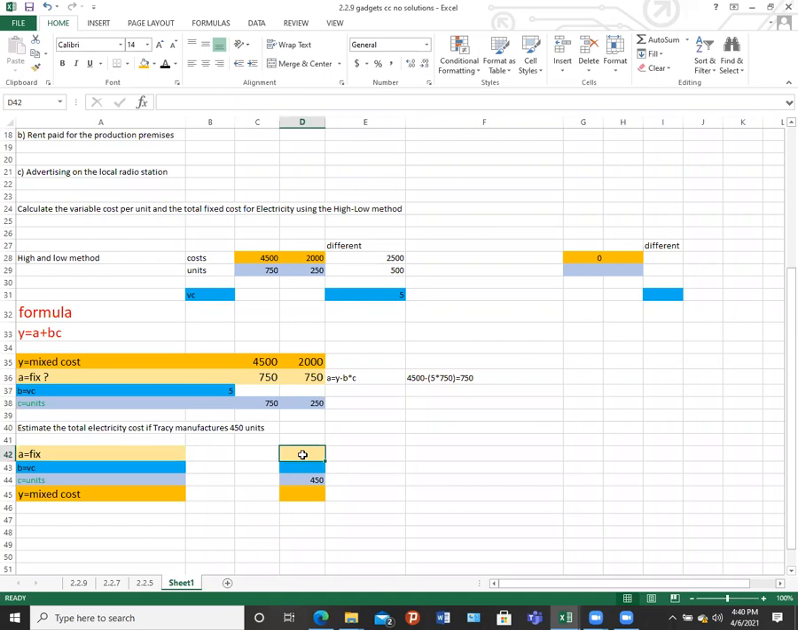What are we going to do? Previously, we have calculated our fixed cost. Copy and paste, it is this one. Variable cost per unit is still the same, this one. Copy and paste. Apply your formula, guys. Y is equal to 750 plus, in brackets, your B and C, 5 times 450. How much do you get? 3,000. Oh, correct. It's 3,000, guys.